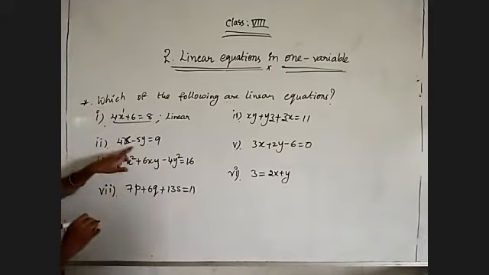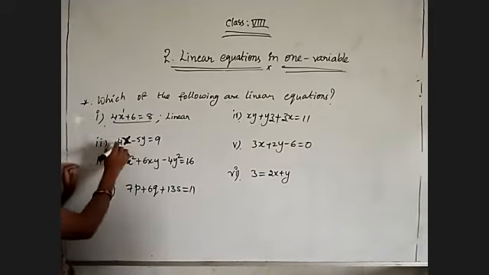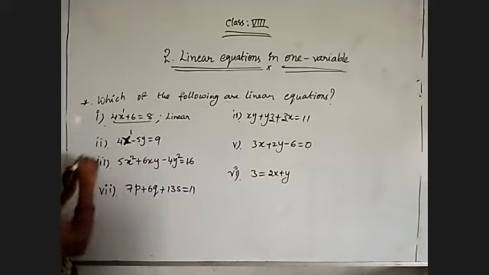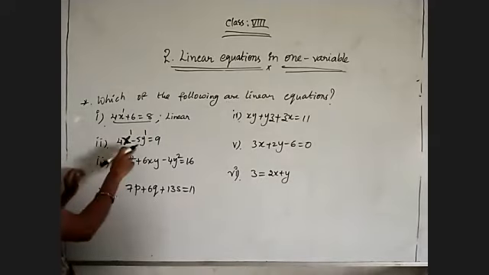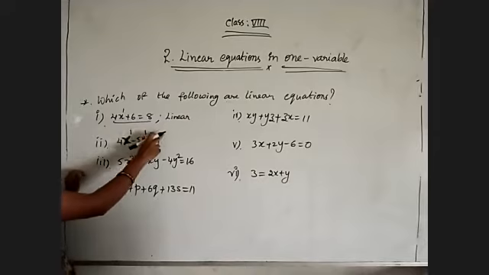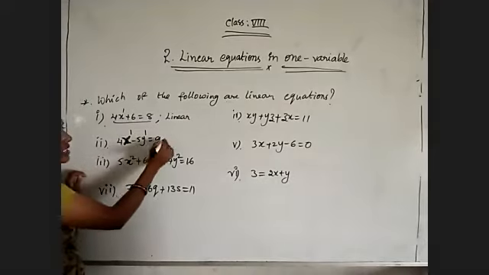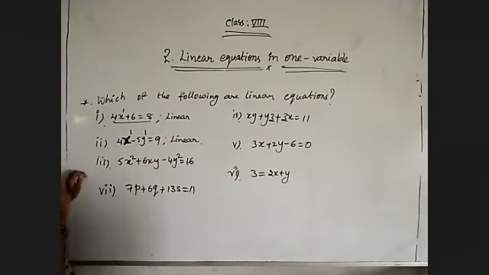Okay. Now coming to the second. So here two variables are there, but what is the degree of this equation? Fine. First term degree is 1. Second term degree is also 1. And this is the constant term, its degree is 0. So the highest power is 1 only. That means it is also a linear equation because the degree is equal to 1.